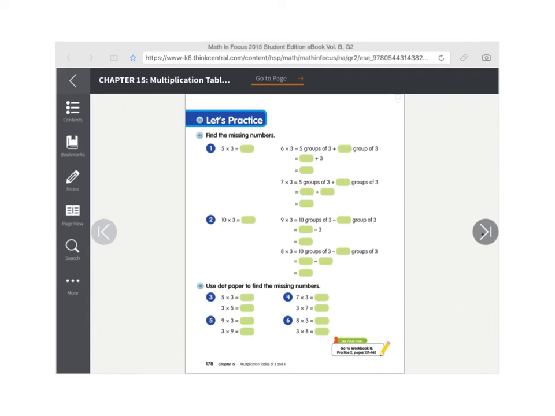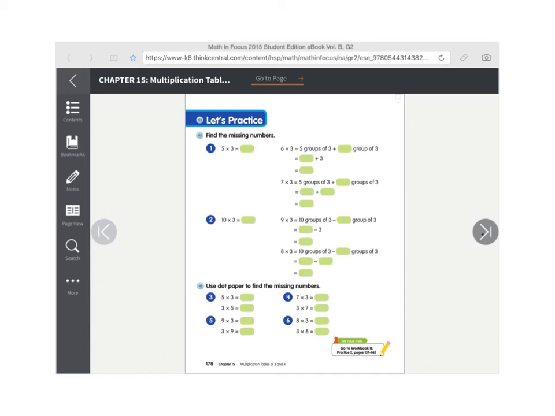But they also want me to draw an array for 3 times 7. That means I'm going to have 3 rows with 7 in each row. So 7 columns. This is 3 times 7. I can still use my skip counting strategy to figure out what 7 times 3 is. If you skip counted correctly, you should have gotten 21. 3, 6, 9, 12, 15, 18, 21 for both answers.